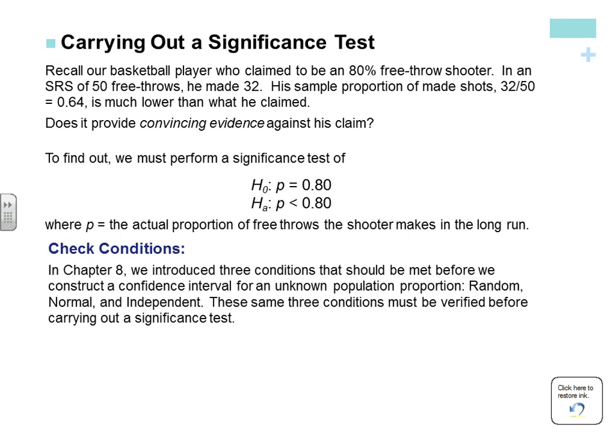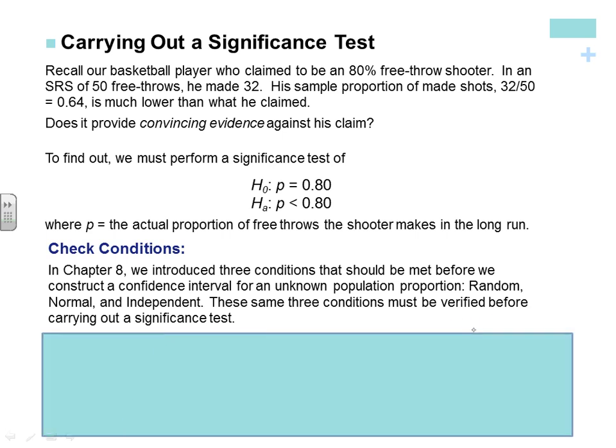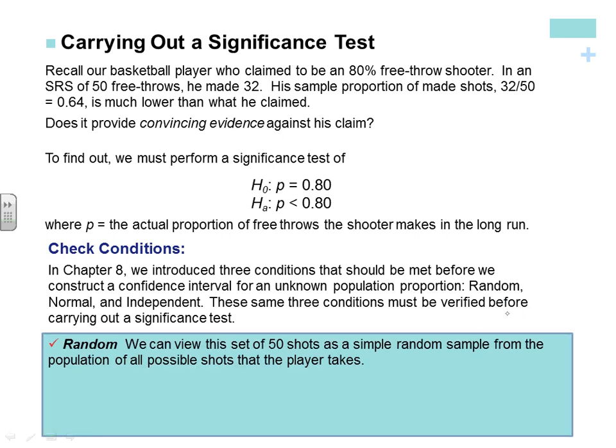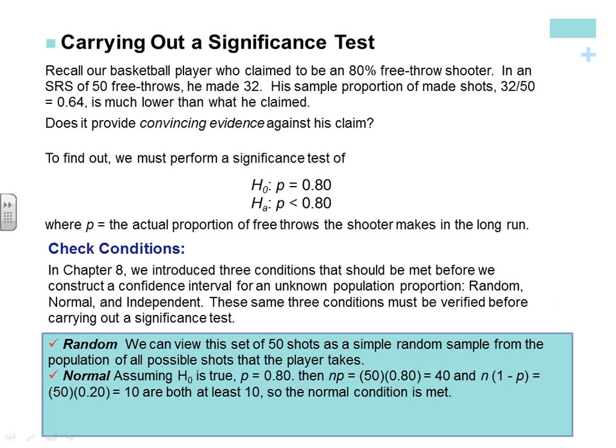So don't forget, you're going to have to check all of your conditions. We have to have it random. We have to have normal. So if we're dealing with proportions, then we have n times p, and in this case, it's going to be 40, and n times 1 minus p, which is 10. And both are greater than or equal to 10. So the normal condition is met. And for the random condition, it said it was an SRS.